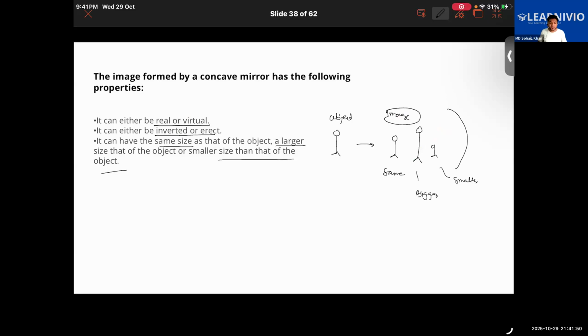Then as for the concave mirror, what we have discussed is that the image formed by it can either be real or virtual, depending upon where the object is placed in front of it.